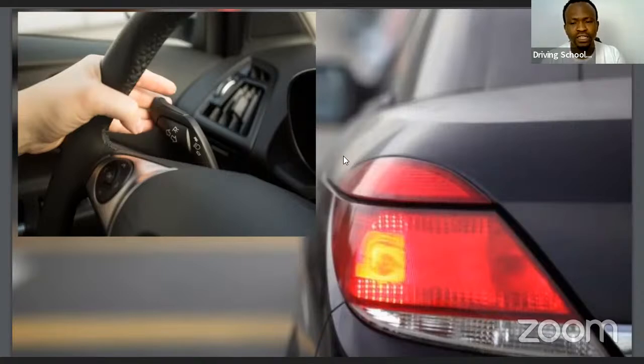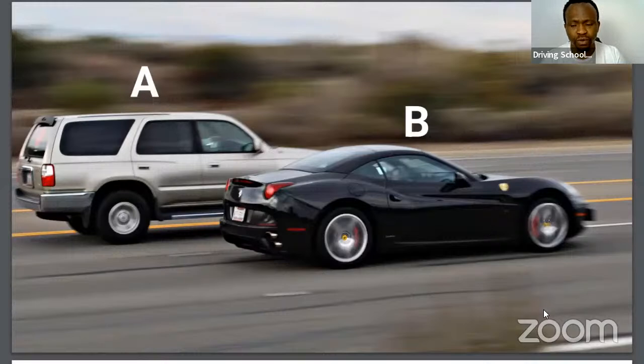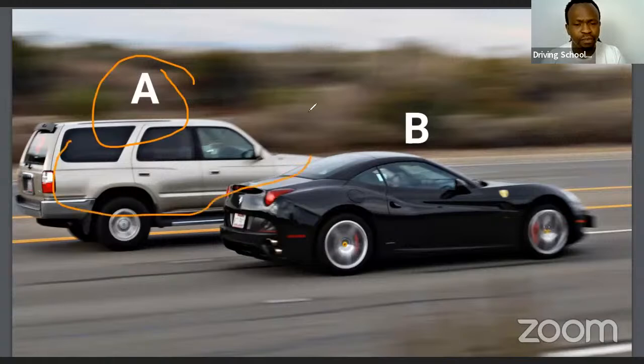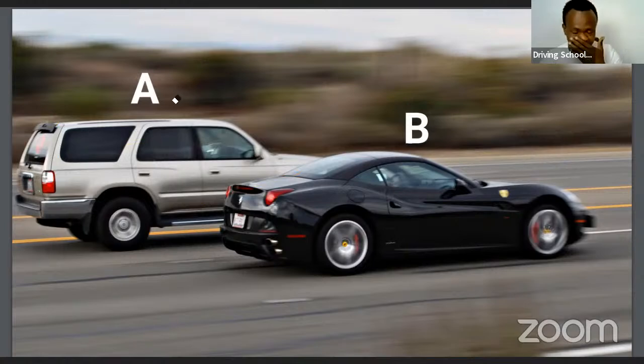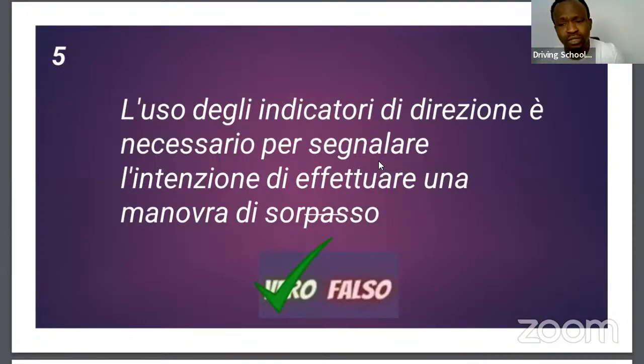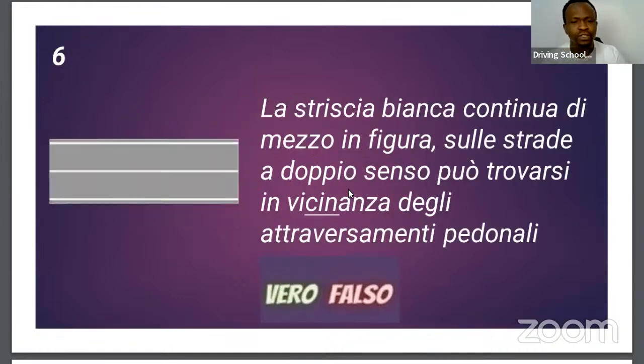So before you carry out this overtaking, for example, we have vehicle A and vehicle B. Vehicle A must make sure that it signals this kind of maneuver or action to other road users, telling them what he or she wants to do, you understand? Otherwise, it becomes wrong, what is doing, you understand? So the answer is vero. You must do that. It is necessary. L'uso dell'indicatore di direzione è necessario per segnalare l'intenzione di effettuare una manovra di sorpasso. The answer is vero.